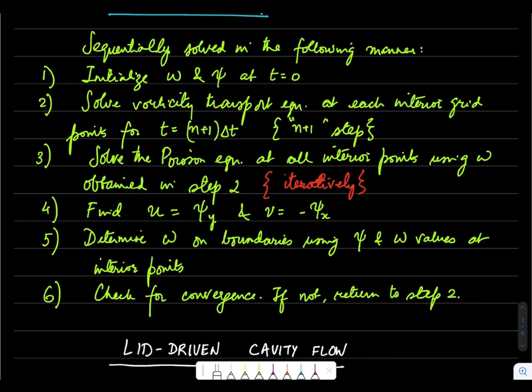In the next lecture, I will discuss one problem where this method can be used to solve an entrance flow problem, which is a free stream flow coming into a channel. So what kind of flow patterns are created right at the entrance?